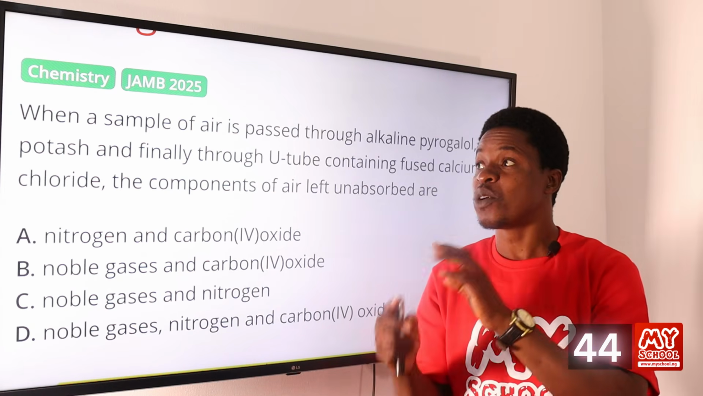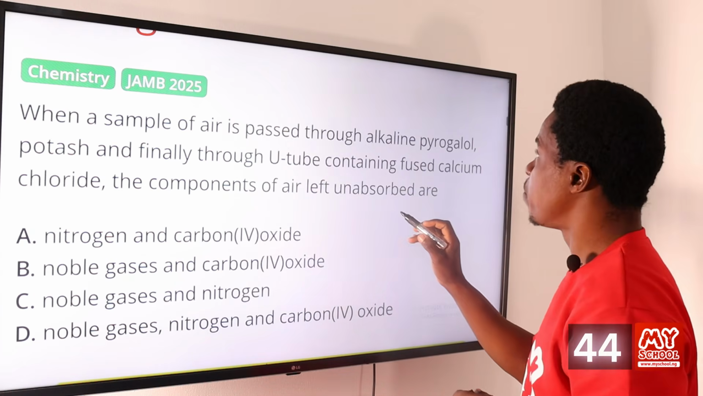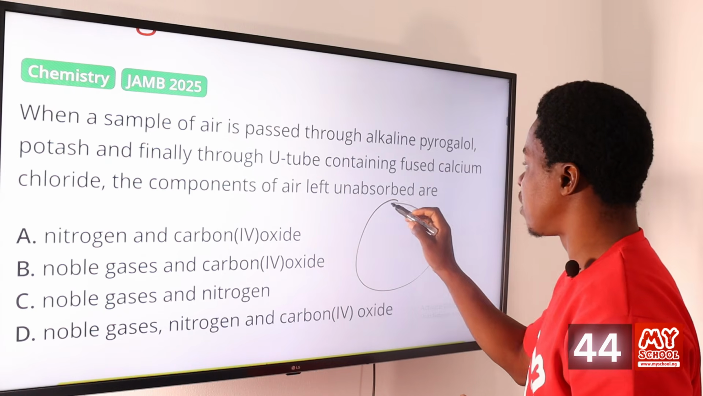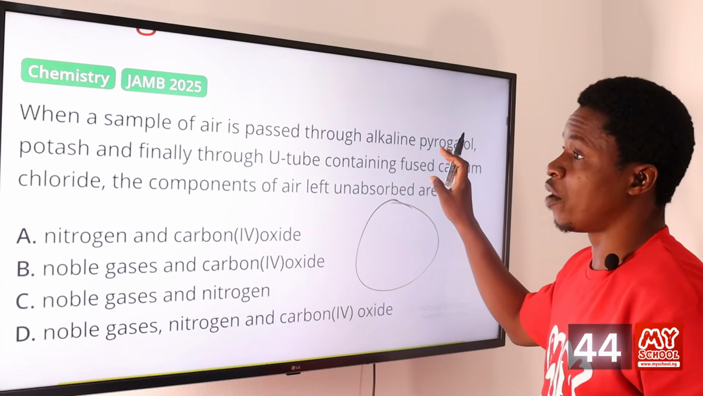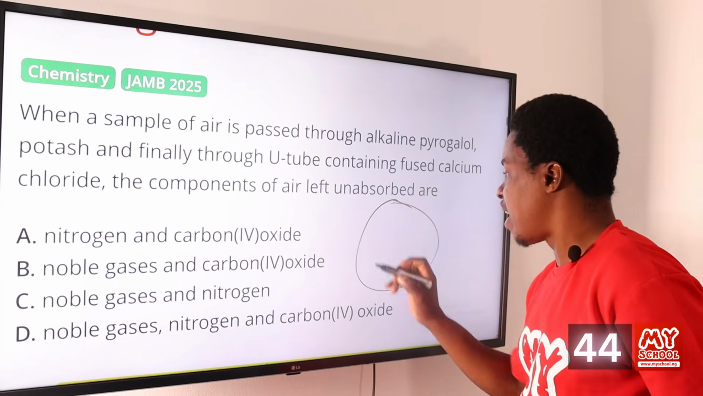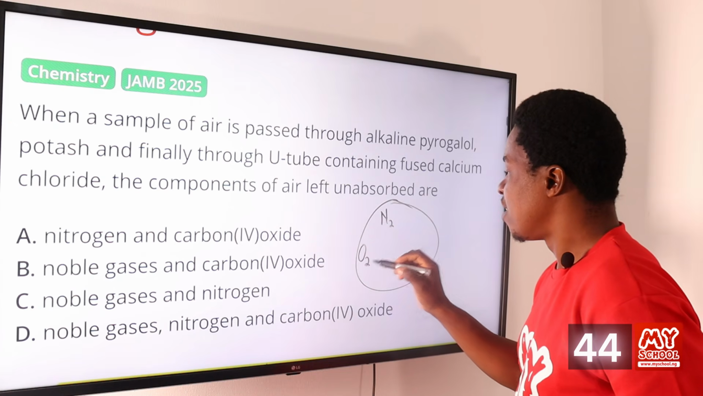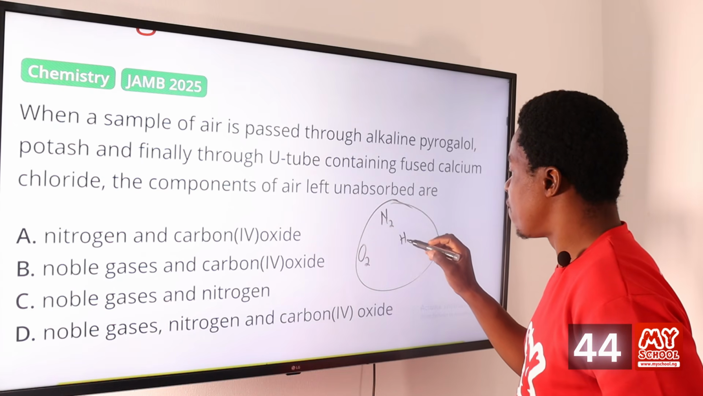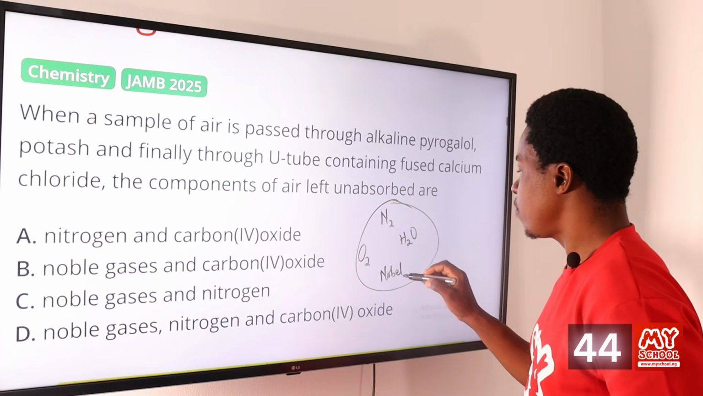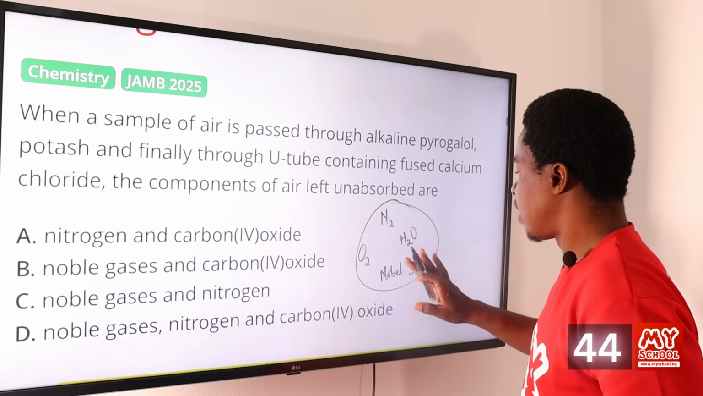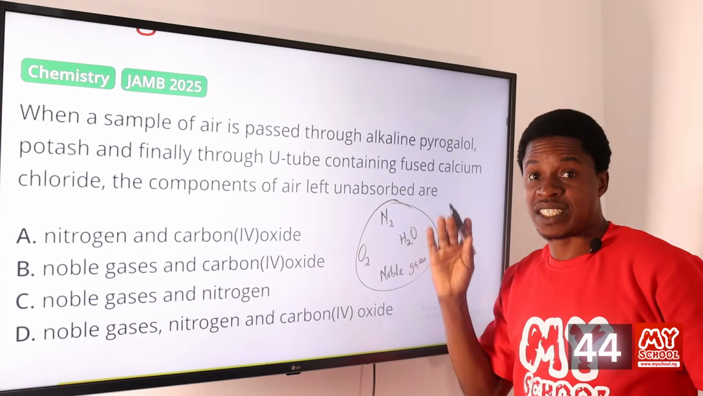Now we're told that the sample of air was passed through alkaline pyrogalol. Permit me to draw here that this represents the mixture, which is air. Inside of this air, we have nitrogen here, we have oxygen here, we have water vapor, then we have noble gases, N-O-B-L-E, and we have impurity in here.